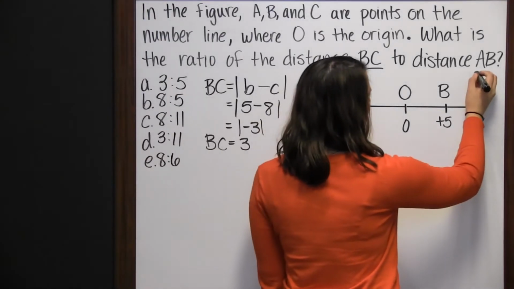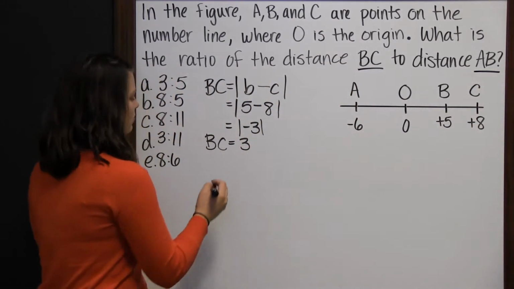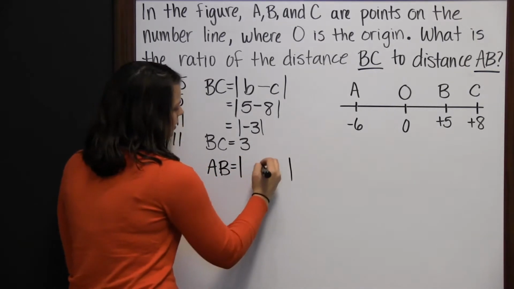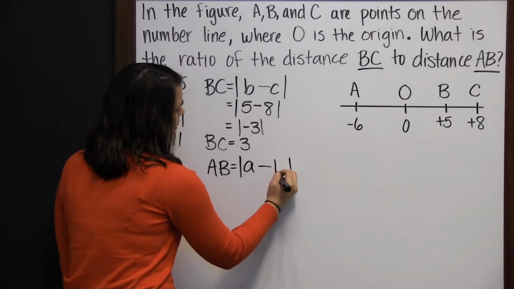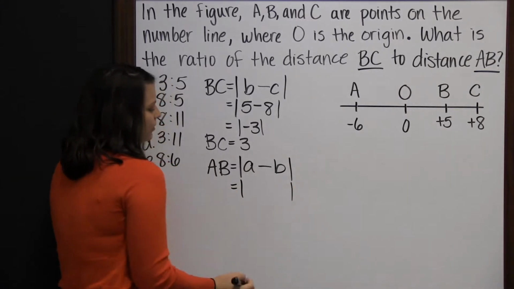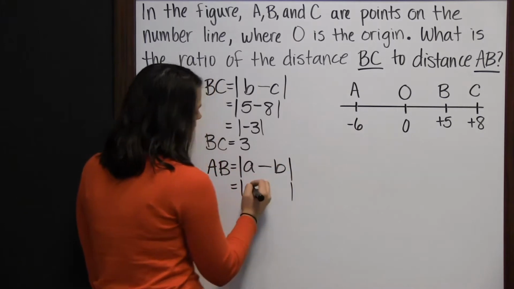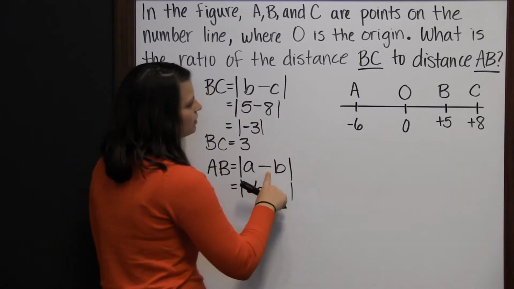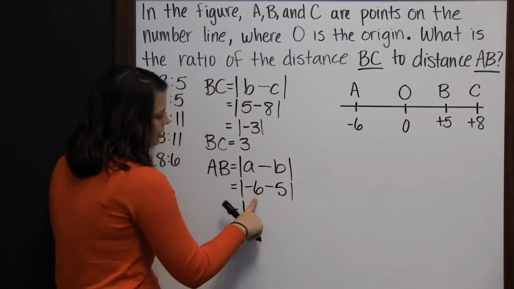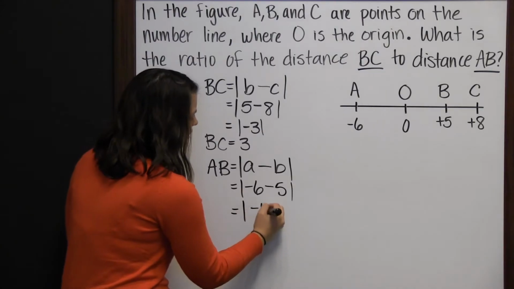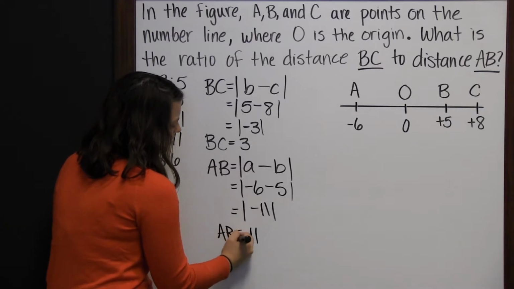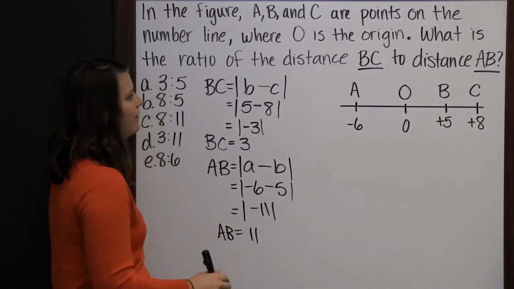Now we're going to do the same thing to find the distance between points A and B. And again, it's the absolute value of the difference of the coordinates of point A and point B. So that's the absolute value of A is negative 6 minus B is 5, which is the absolute value of negative 6 minus 5, which is negative 11, and that is 11. So the distance from point A to point B is 11.